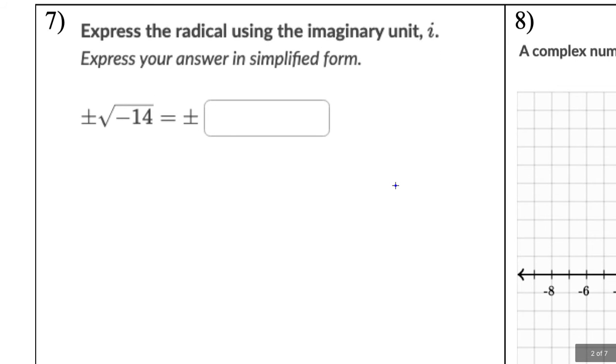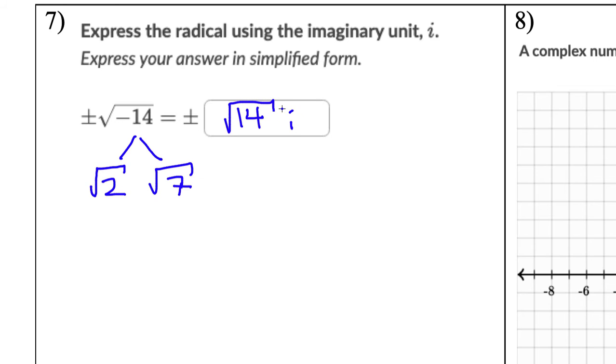Question number 7 is pretty straightforward. We have to ask ourselves, does 14 have any perfect squares? It's the square root of 2 times the square root of 7. Neither of those are perfect squares, and those are both prime numbers. So I can't do anything. The correct answer is just the square root of 14, and then i on the outside. I will make that note important. This i on the outside.